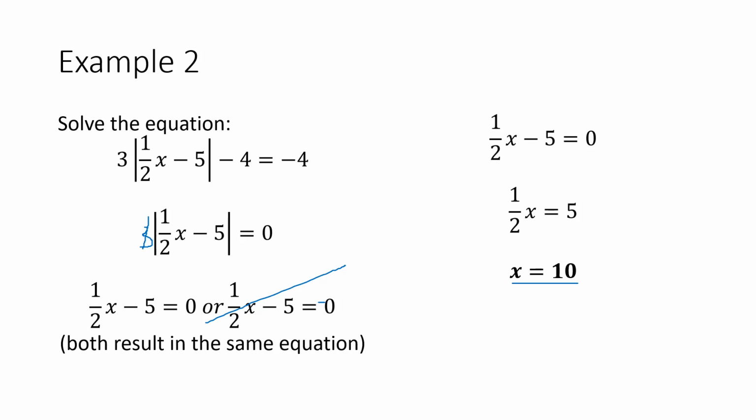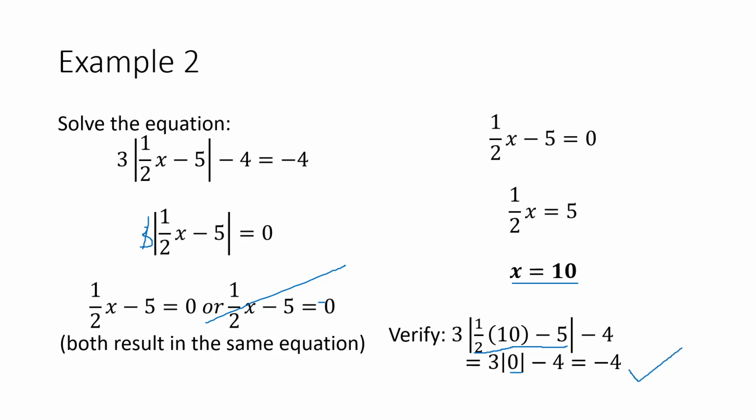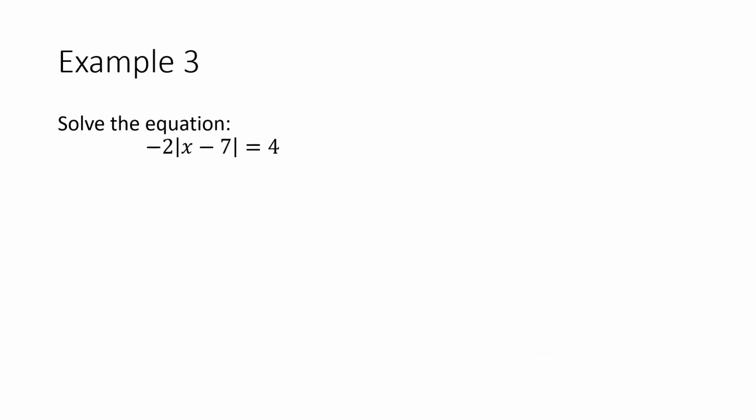Make sure you verify it, plug it back in, and it looks like it works. Half of 10 is 5. 5 minus 5 is 0. Multiply that by 3, and you'll still have 0. Subtract 4, we get negative 4. So that looks like x equals 10 is a solution. Let's try one more. This time we've got negative 2 times the absolute value of x minus 7 equals 4.